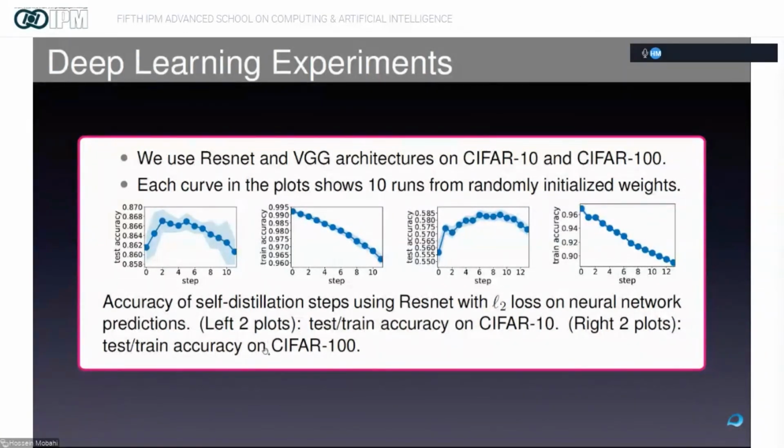The left 2 plots are on CIFAR-10, both of them with ResNet. The right 2 plots are CIFAR-100. So again, same trend. You can see that the training accuracy consistently goes down in each round of self-distillation, but the test accuracy can initially go higher, like maybe you get the peak at about 9.